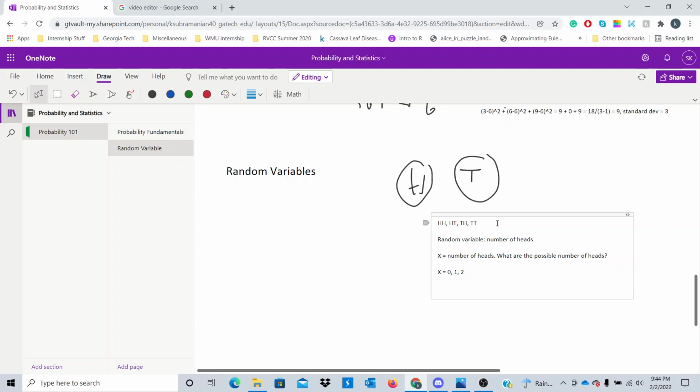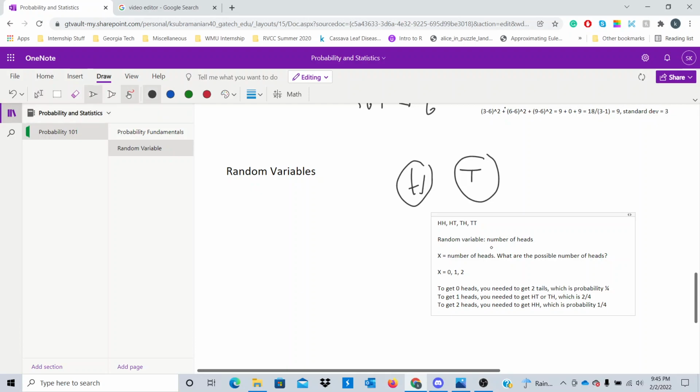To get 0 heads, you needed to get 2 tails, which is probability 1/4, because we said that a coin toss is independent, so 1/2 times 1/2 is 1/4. To get 1 head, you needed to get HT or TH, which is 1/2, because 2 out of the 4 outcomes give you 1 head. To get 2 heads, you needed to get HH, which is probability 1/4.